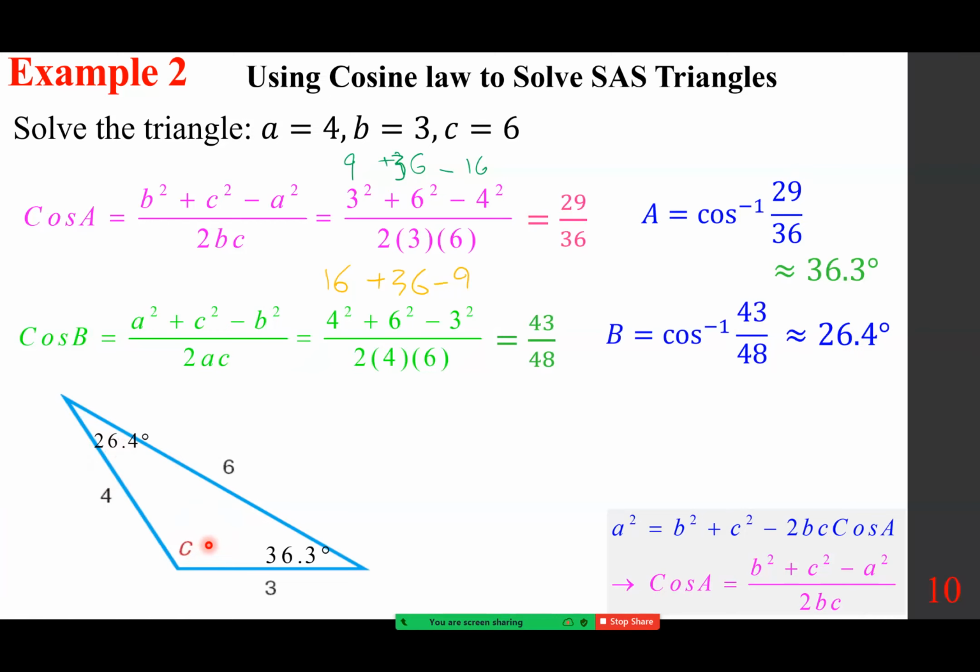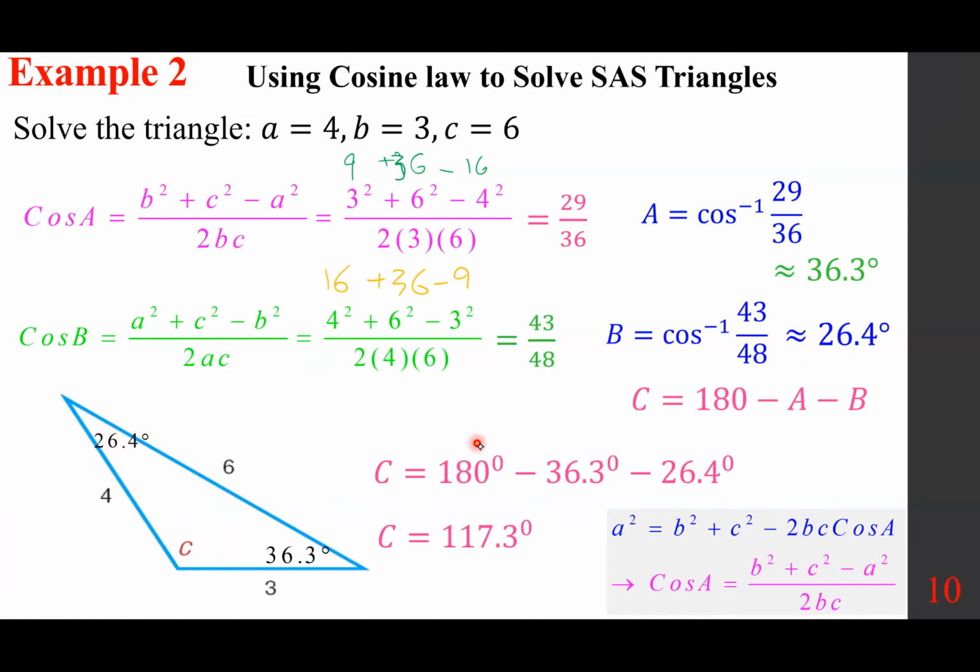And C, the fastest way would be obviously add them up, subtract from 180. So we add up and we subtract from 180, and that is C equals 117.3 degrees. Even if they ask you to use the cosine law, they don't expect you to do this last one by cosine law.